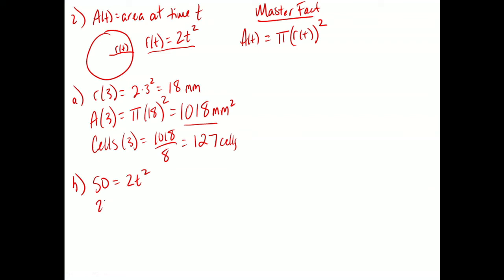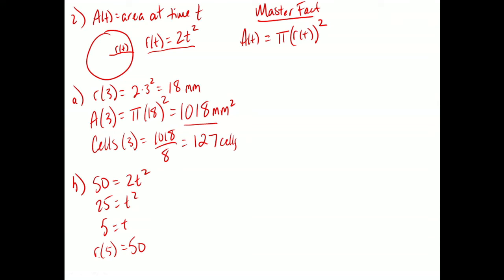This is pretty easy. I get 25 equals t squared, and I don't even need a calculator for that one. The square root of 25 is 5. So 5 is the answer. That is the time when the radius reaches 50. Another way of saying that is R of 5 is 50. If you want to say that, you could say that too. However you want to say it is all right. That answers that question.